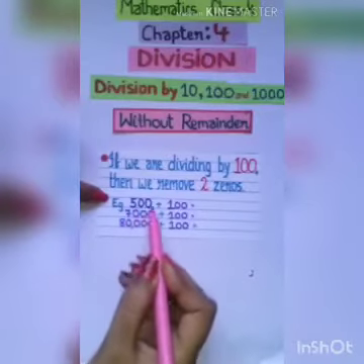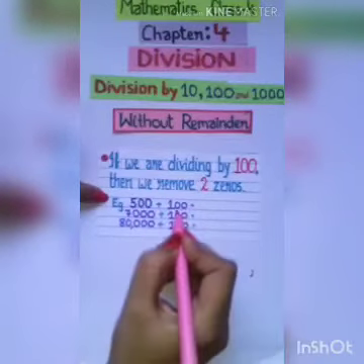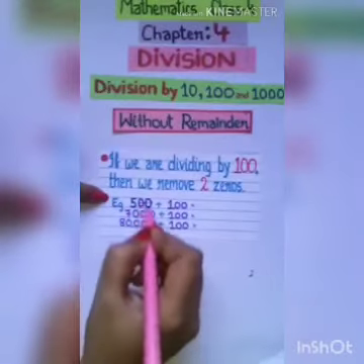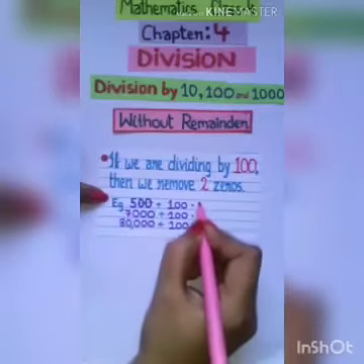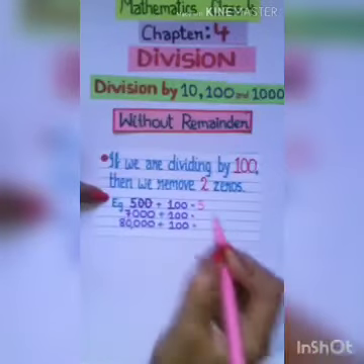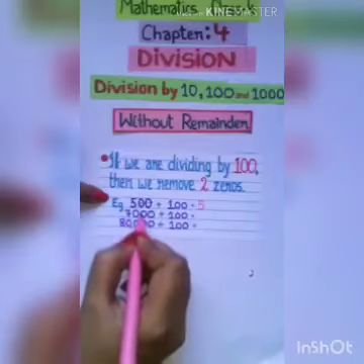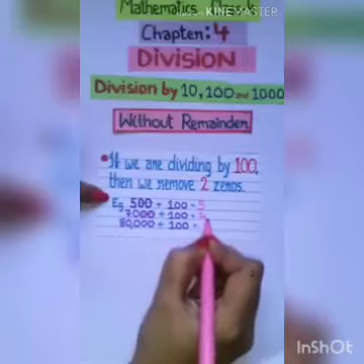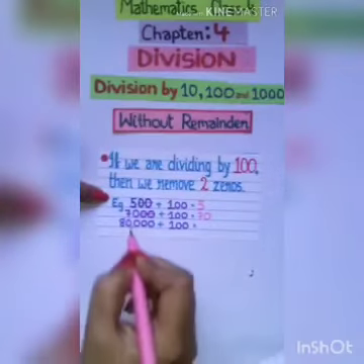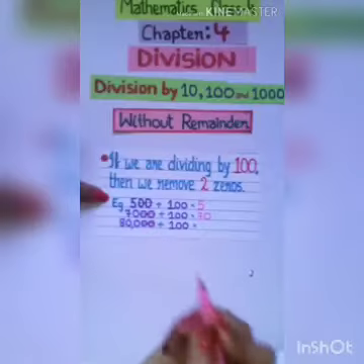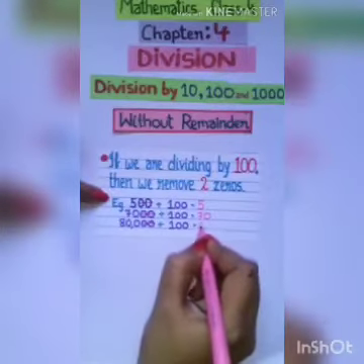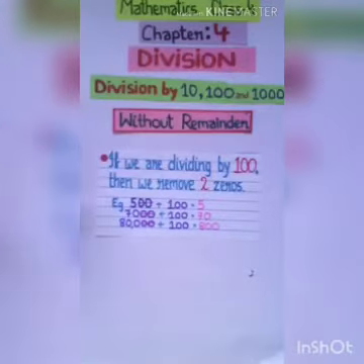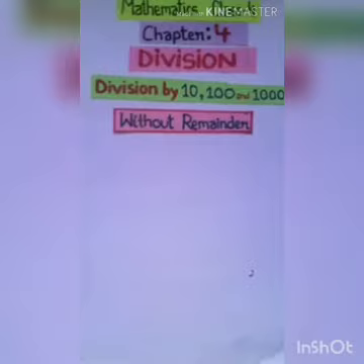Example, 500 divided by 100. So we will remove 2 zeros. After removing 2 zeros, we are left with 5. So the answer is 5. From 7000, if we remove 2 zeros, we are left with 70. And from 80,000, if we remove 2 zeros, we are left with 800. So these were examples of dividing numbers by 100.